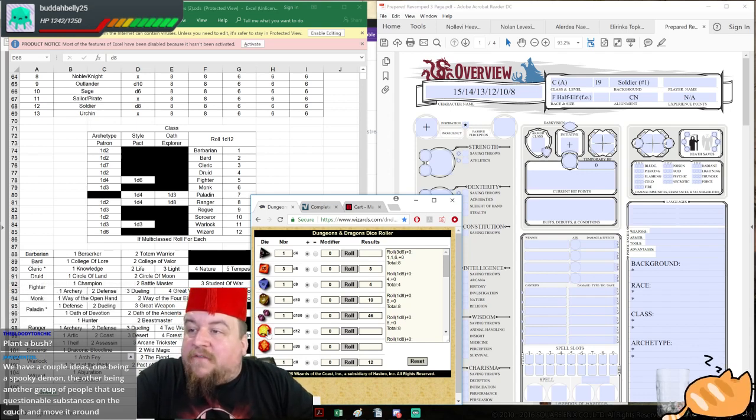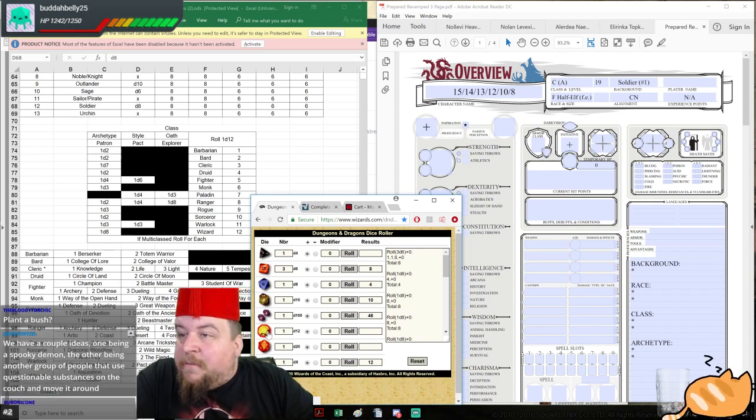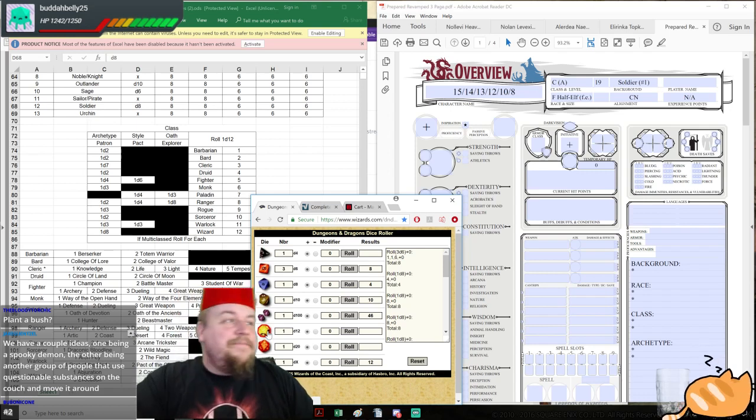Bloody Torchic is offering, can you just plant a bush? Jake says we have a couple ideas, one being a spooky demon, the other being another group of people that use questionable substances on the couch and move it around. And Bubonic One seems to be thinking it's choice number 2. That could be. Well, you have a good campaign idea now, right?